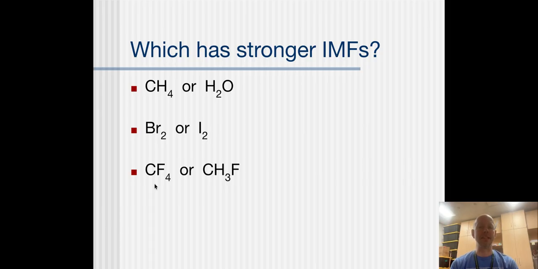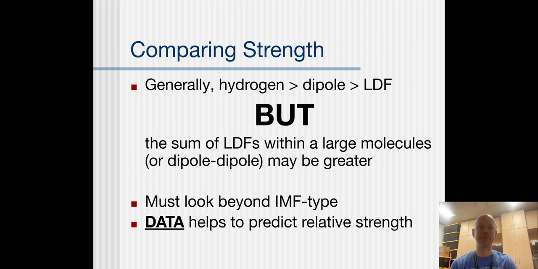When we have something like CF4, we might have to draw that out to prove to ourselves that that is nonpolar. Bond, bond, bond, bond, perfectly balanced. When I have CH3F, I have H, H, H with an F. It is not perfectly balanced. This molecule is polar. So I have a polar molecule versus a nonpolar molecule. They both have LDFs, but the CH3F also has dipole-dipoles. So that is enough evidence that we could think it probably has stronger IMFs.